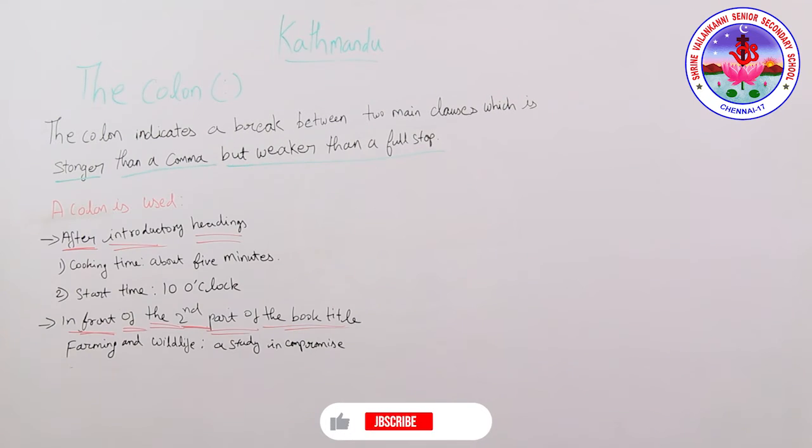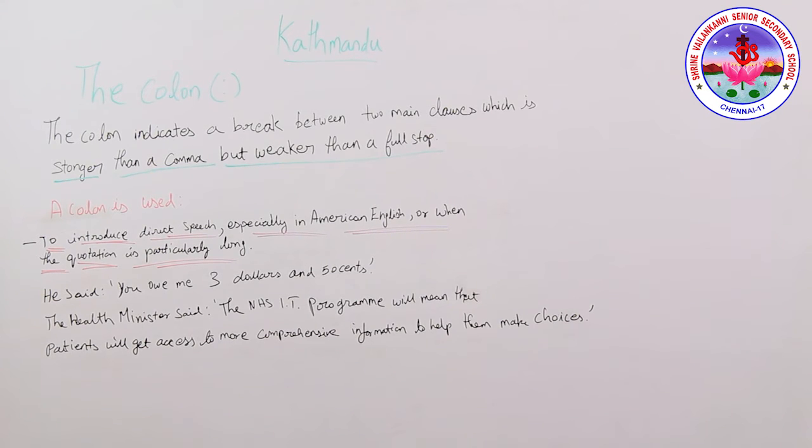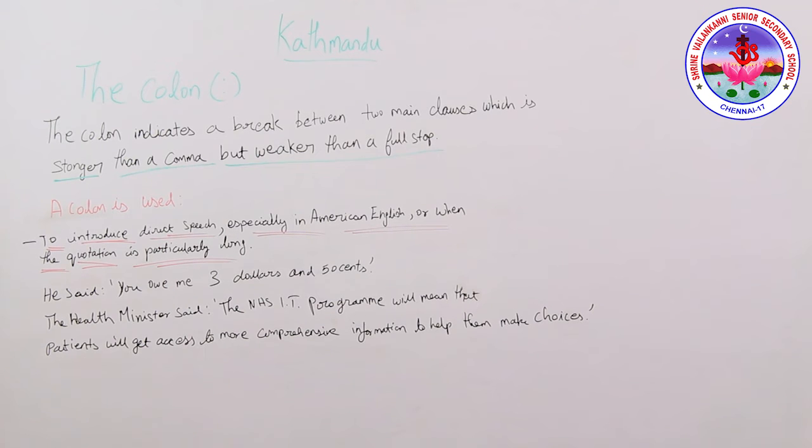After introductory headings: Cooking time, colon, about 5 minutes. Start time, colon, 10 o'clock. The next one, in front of the second part of a book title. Here is an example: Farming and Wildlife: A Study in Compromise. To introduce direct speech, especially in American English or when the quotation is particularly long.